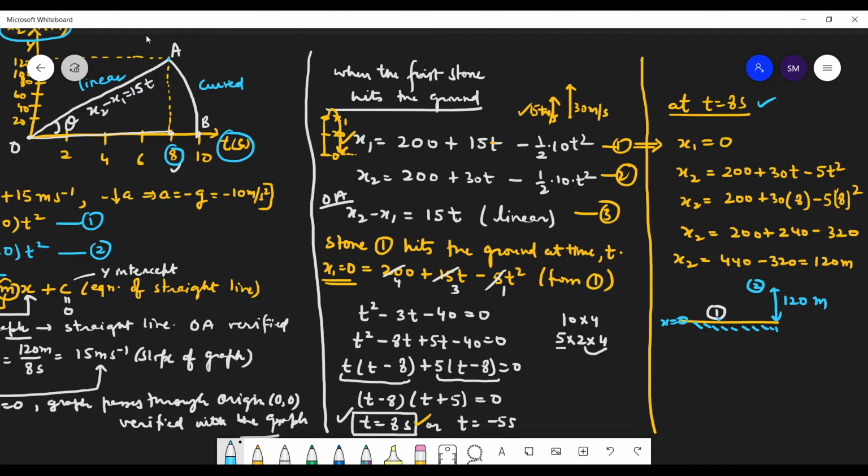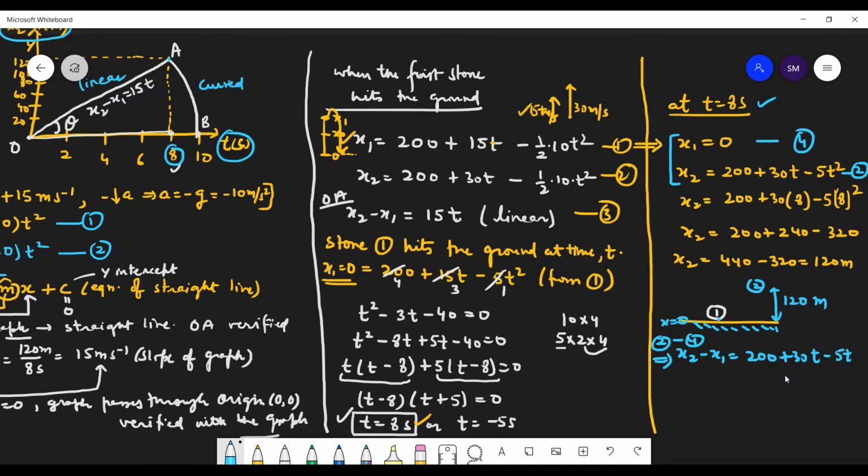Now what will be the equation, because we are plotting the graph. So this equation will be x2 minus x1 equals to. You can call this equation number 4 if you would like. This is the same as equation number 2. So x2 minus x1, you will be subtracting 2 minus 4. What do you get? x2 minus x1 is equals to 200 plus 30t minus 5t square.